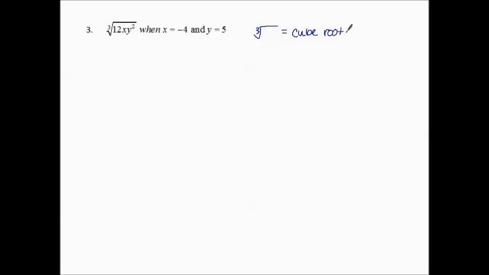Okay, so when I do this one, same thing. I have the cube root of 12. I'm going to substitute. X is equal to -4. So I'm going to put -4. And y is equal to 5. So I'm going to substitute 5 squared. So again, when I evaluate this, is equal to the cube root of 12 times -4.